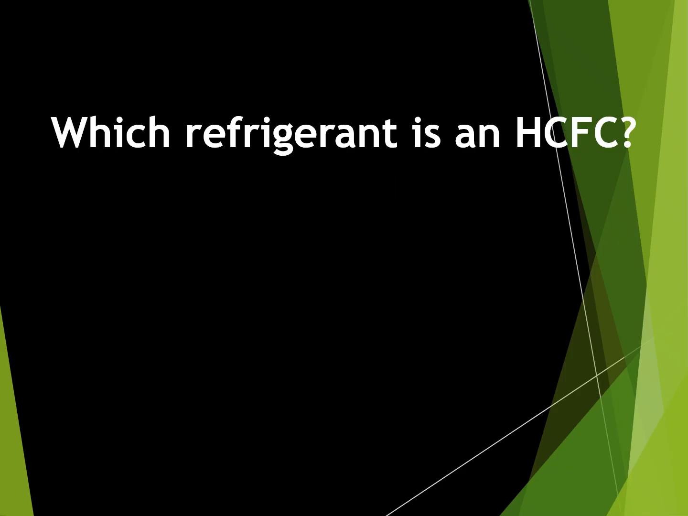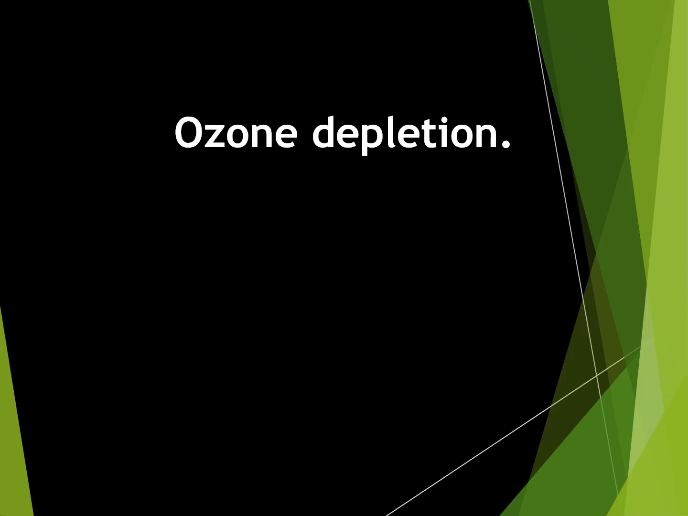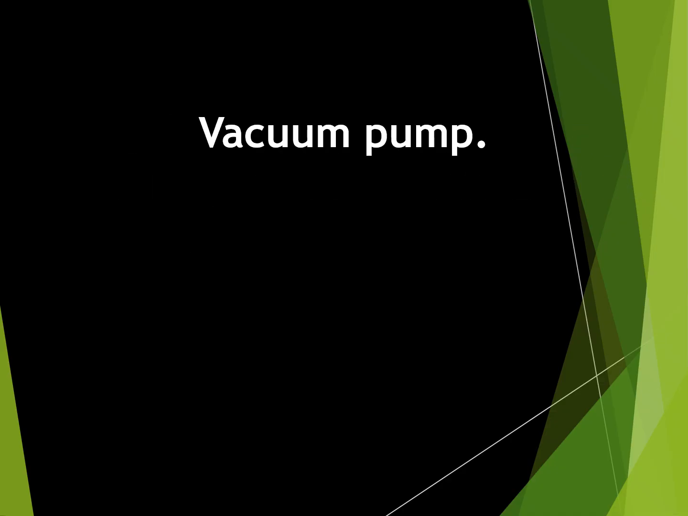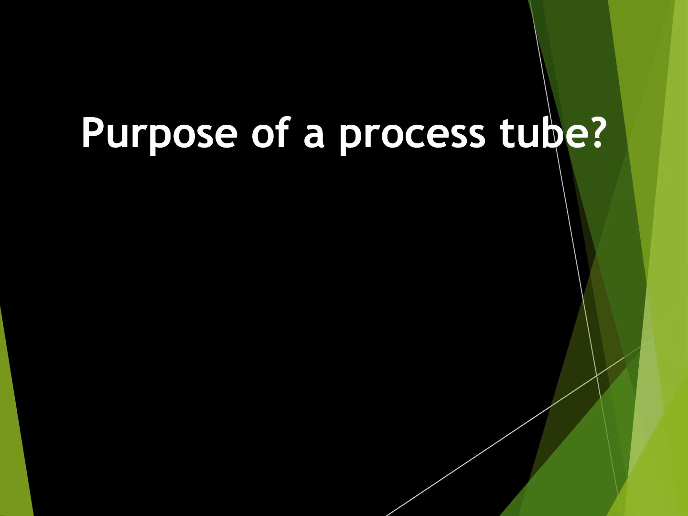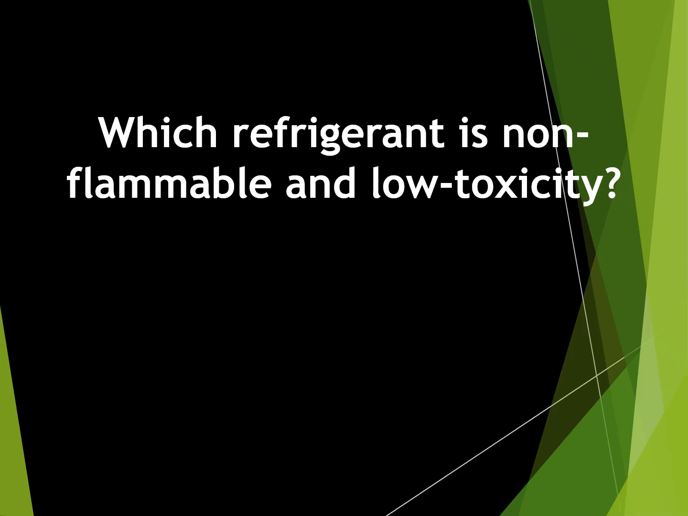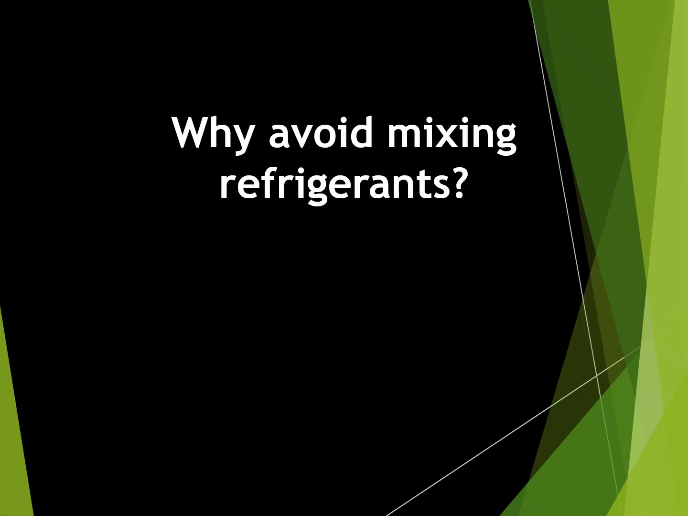Which refrigerant is an HCFC? R22. Primary environmental concern with HCFCs: ozone depletion. Tool required to ensure a sealed system is moisture-free before charging. Vacuum pump. Purpose of a process tube. Provide access for service procedures. Which refrigerant is non-flammable and low toxicity? R134A.